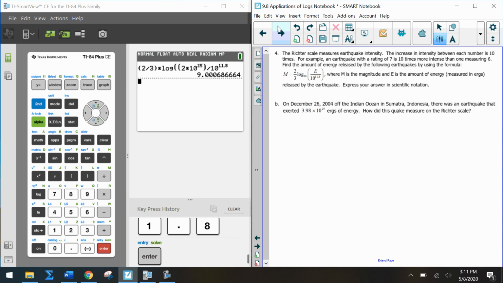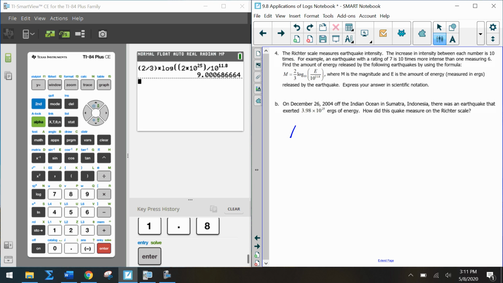Okay, so this next one, on December 26th in 2004 off the Indian Ocean in Sumatra, Indonesia, there was an earthquake that exerted 3.98 times 10 to the 25th ergs of energy. So this was the Boxing Day earthquake that occurred in 2004, and it wreaked havoc in the Indian Ocean for many places like Thailand, Indonesia, Sri Lanka, India. So this was also a massive earthquake that happened in the early 2000s.